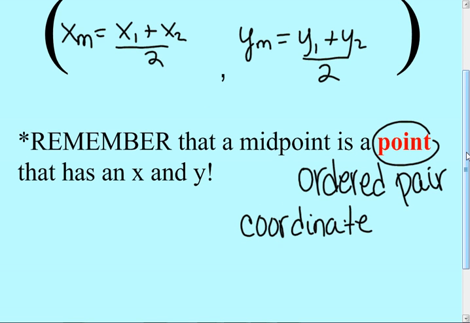You either clearly label and say the x midpoint is this, or you write it as an ordered pair, which is faster and easier. Some of you get the x's and y's mixed up, so be careful with that. The x's and y's are alphabetical. That's how I remember it. Okay, we ready?